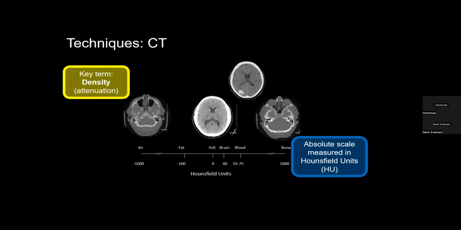So to understand that, we have to understand Hounsfield units, and Hounsfield units range from -1,000 for air to +1,000 for bone. And water set at 0. Fat will be -100, and blood will be around 50.